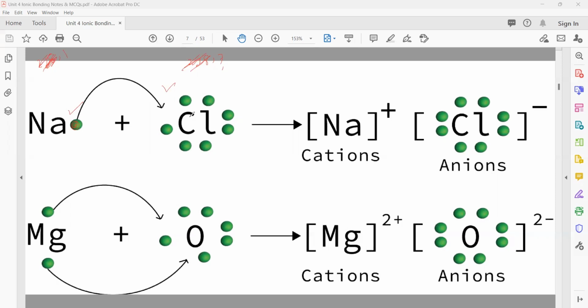Got it? So when you do this one, what is the next step? This sodium will lose this electron and the sodium becomes a positive ion. This chlorine will get this electron and become a negative ion. So they will attract each other.